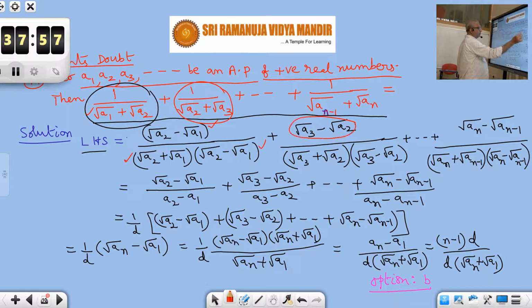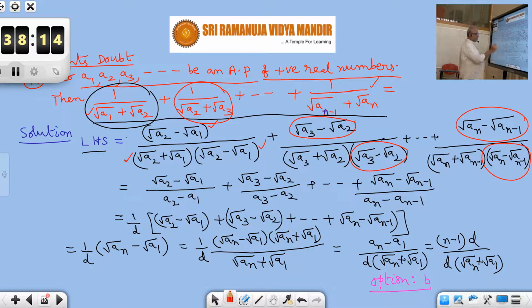quantity. You see, root A3 minus root A2 I have put extra. Similarly, last term, I am multiplying by this quantity, root AN minus root AN minus 1, both in the numerator and denominator.